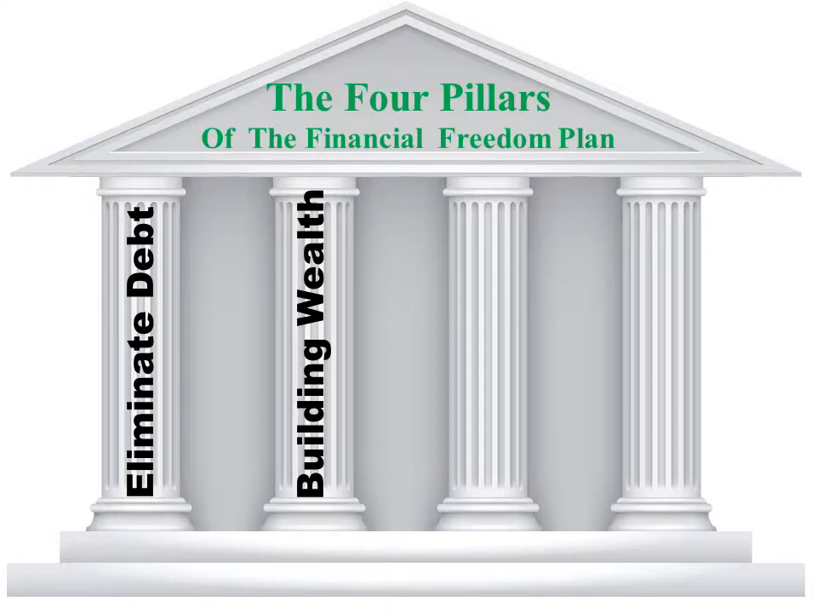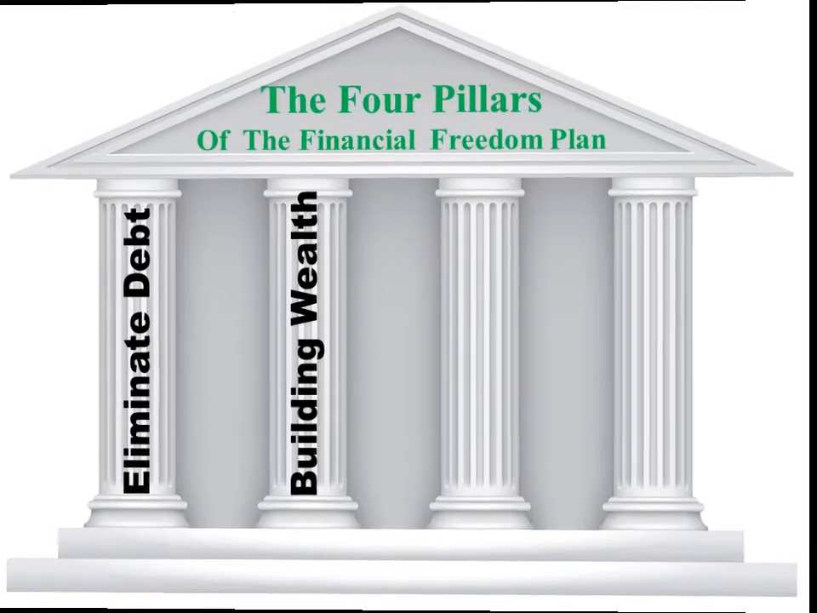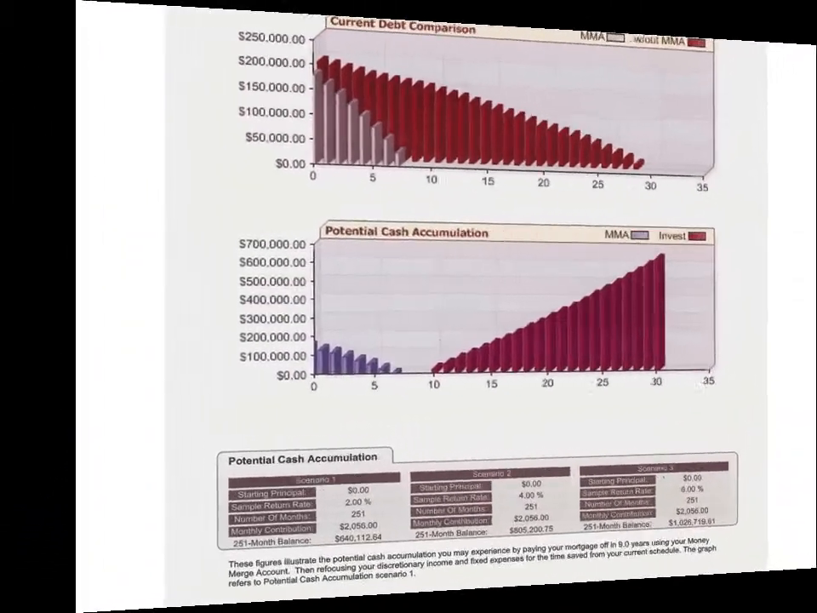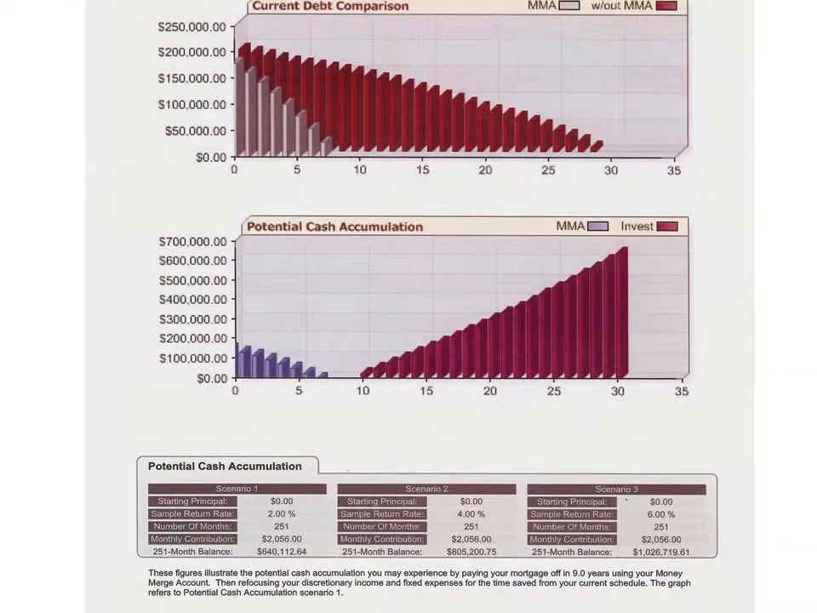The second pillar of financial freedom is building wealth. Let's take a look at that last couple here. The top chart shows you when they're going to be debt-free following the plan they're on. 30 years, just in time to retire. The second one shows how we're going to be able to take debt and turn it into wealth. That's what we're going to do. Take debt, turn it into wealth.